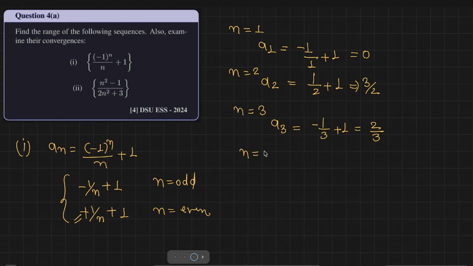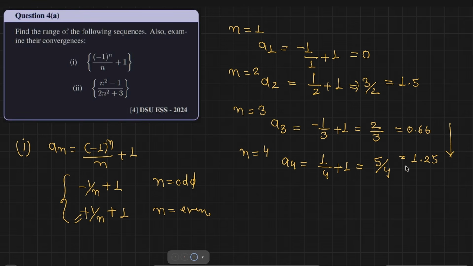When I put n equals 4, it will be a4, and it will be 1 by 4 because it is even, 1 by 4 plus 1, which is 5 by 4. And all of you know what these are: 0, 1.5, then 2 by 3 is 0.66, and 5 by 4 is 1.25.